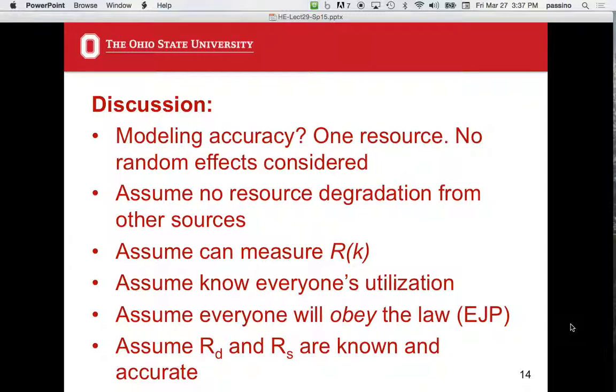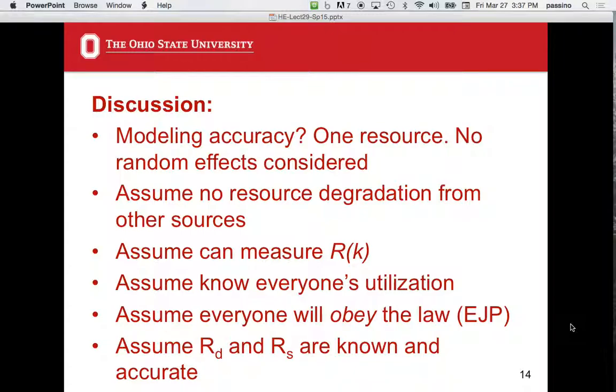We're assuming everyone would obey the law, which is a huge assumption. If you just think about how much fighting goes on in the United States, for instance, over the CARB standards on pollution by cars, and how much illegal dumping happens, there's all kinds of things for cheating.